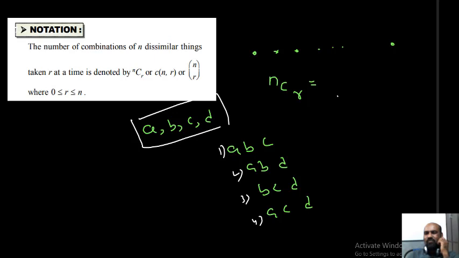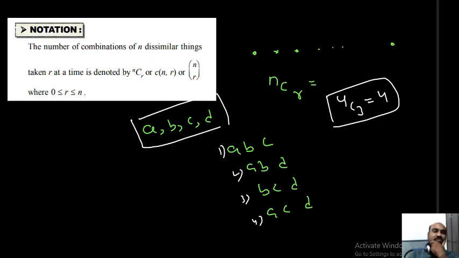What is the meaning of that? The 4C3 value is equal to 4 in this example. From this example, what is my conclusion? 4C3 equals 4. Similarly, 4 elements are given, selecting 3 and arranging in a row.